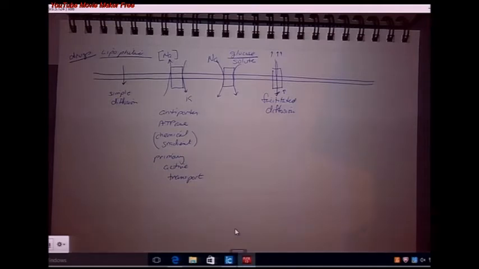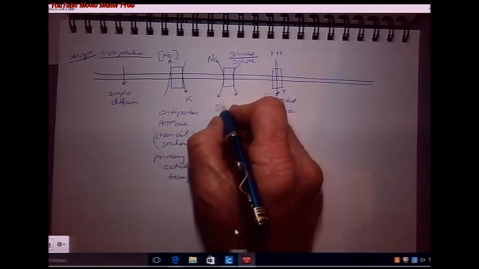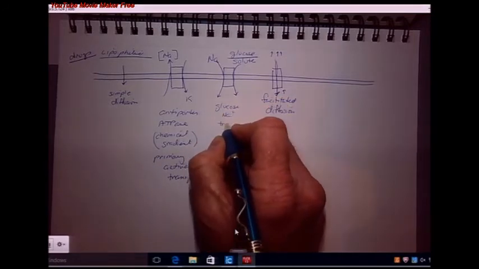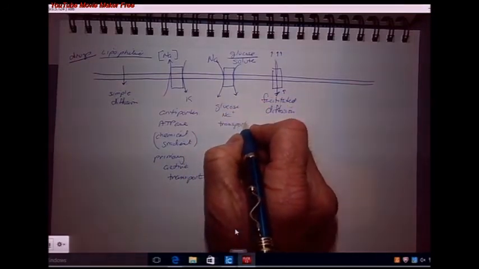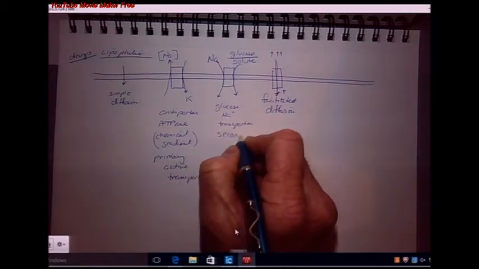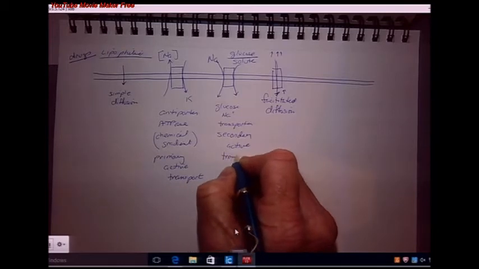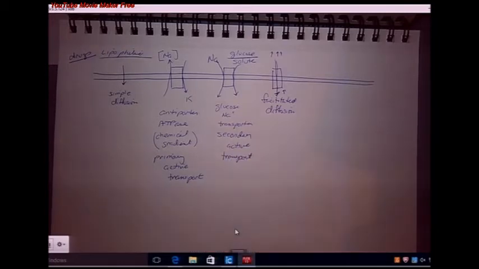Second one, right? So this is called the glucose sodium transporter. And this is secondary active transport. We're going to go into this transporter in detail next week.